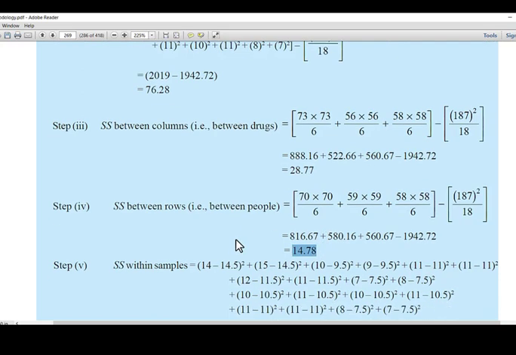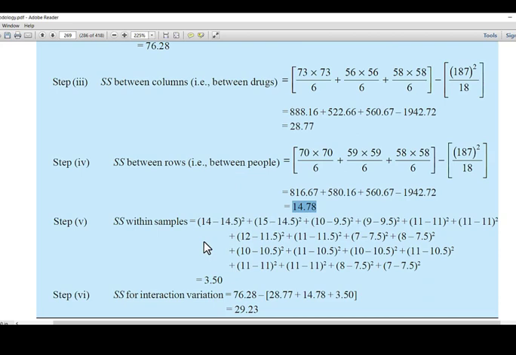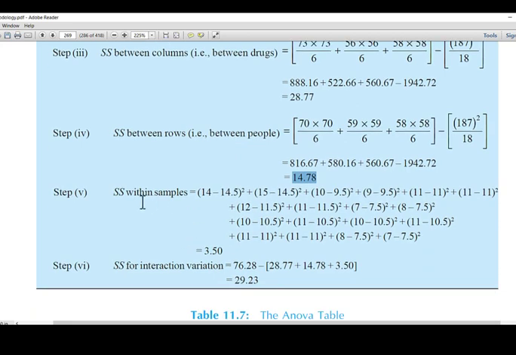Then SS within samples. Actually here we are calculating for these repeated measurements: SS within samples and SS for interaction variation. SS within samples, how we are doing it: here you can see 14 minus 14.5. So how this is done you can see here.